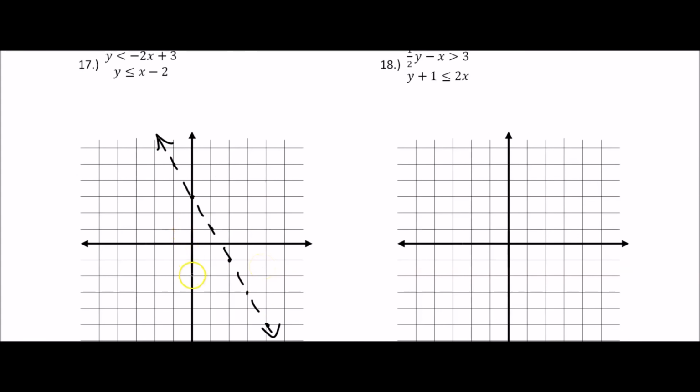The next one, I've got a y-intercept of -2 and a slope of 1, so up 1 over 1, up 1 over 1. There is an equal to condition, so I use a solid line this time. And now I just have to figure out which of these sections to shade.